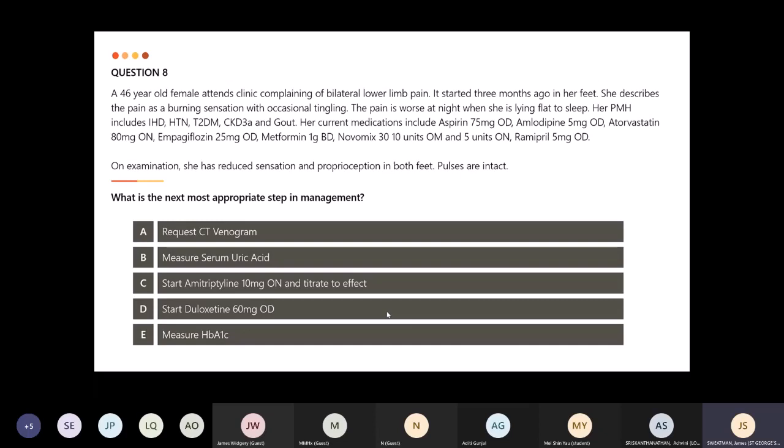Cool. So question 8. A 46-year-old female attends clinic complaining of bilateral lower limb pain. It started 3 months ago in her feet. She describes the pain as a burning sensation with occasional tingling. The pain is worse at night when she is lying flat to sleep. Her past medical history includes ischemic heart disease, hypertension, type 2 diabetes, chronic kidney disease, and gout. And you've got her current medications there. On examination, she has reduced sensation and proprioception in both feet, and her pulses are intact. What is the next most appropriate step in management?